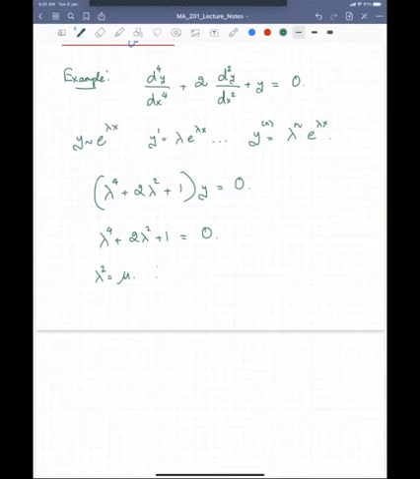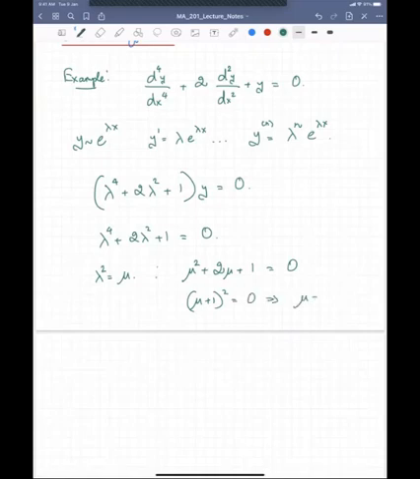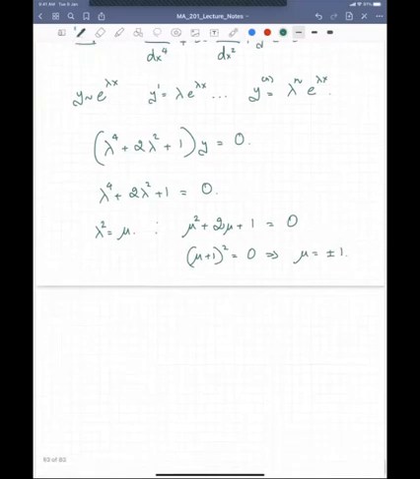Then this becomes a quadratic equation in mu. So I'll write this as mu square plus 2 mu plus 1 equals 0, which of course is mu plus 1 whole square equals 0, which means mu is plus minus 1. Okay. What happens if mu is plus minus 1? Well, what are the possible values of lambda? So lambda square is plus minus 1. Okay. Which means lambda can take the value.